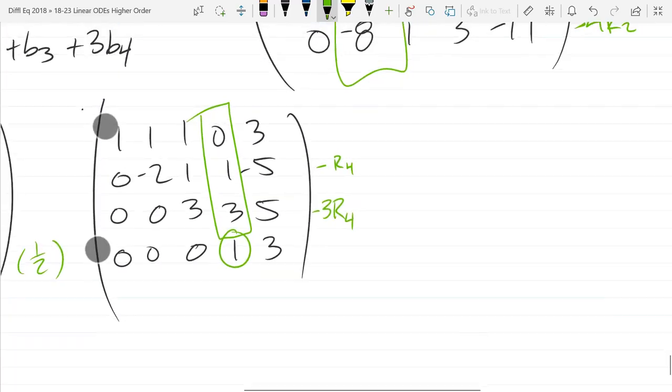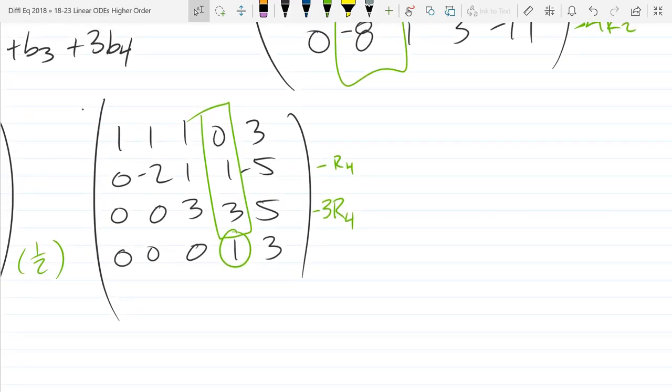That should clear out column 4. And then there's only two more that you have to worry about. I'll highlight them here. That's too much highlighting. Well, you're wrong if you got different numbers.